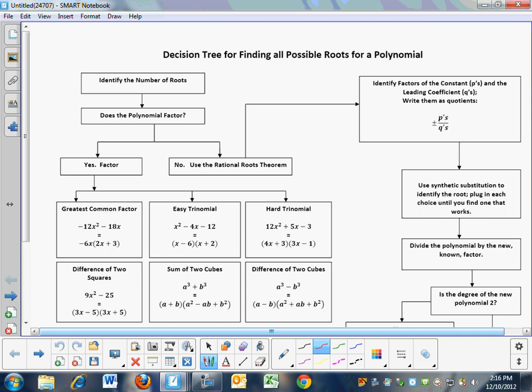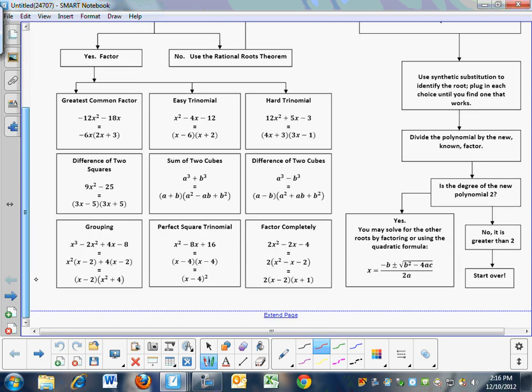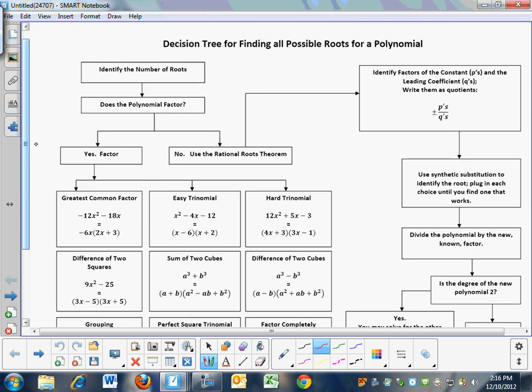But we always start out with this process. Identify the number of roots. Does the polynomial factor? If it does, I have all the factoring methods that we've talked about listed right here. So if you want to know about a factoring method, you can look at that. And we're going to use this in just a second. If it does not factor, we have to use the rational roots theorem.